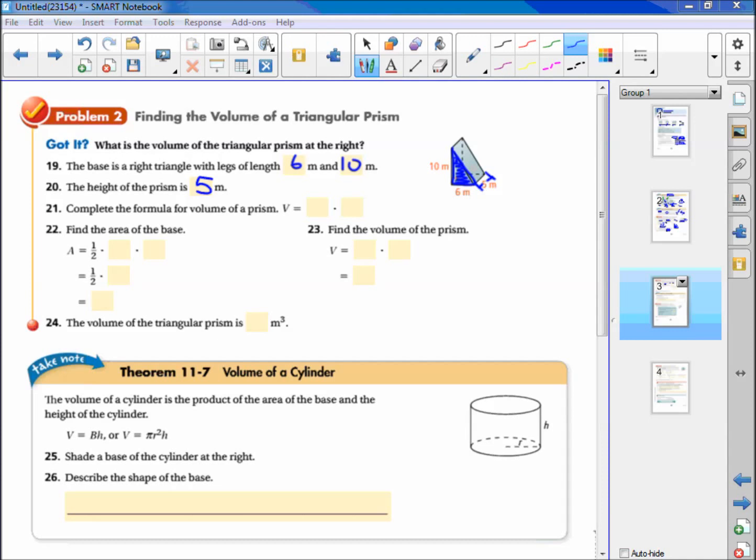So complete the formula for the volume of the prism. So the volume of the prism is large B times H, and that big B, remember, is the area of the base. So in this case, our base is a triangle. So the area formula for a triangle is 1/2 base times height. So we're going to put in 6 and 10 for the base and height, which will give me 1/2 times 60 or 30. Okay. And then our volume is big B times H. So in place of big B, I'm going to put 30. And in place of H, I will put 5. So this will multiply to 150. So the volume of the triangular prism is 150 meters cubed.